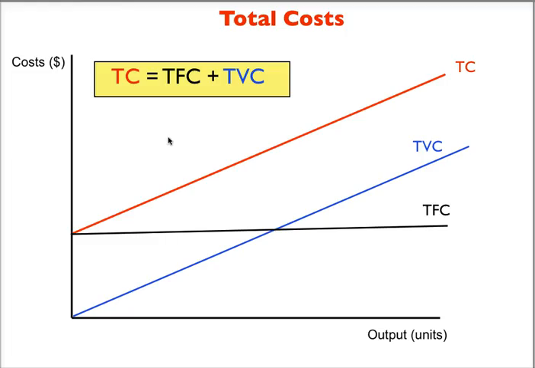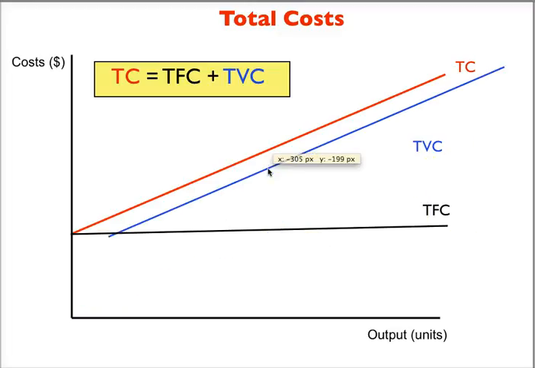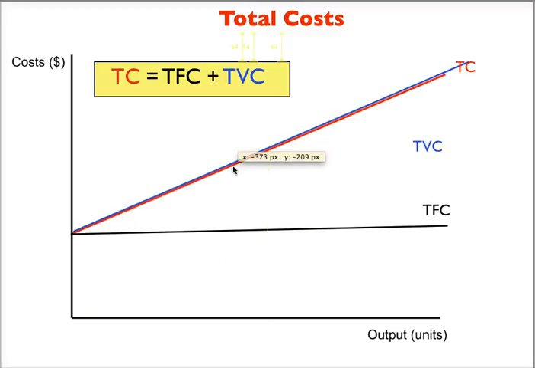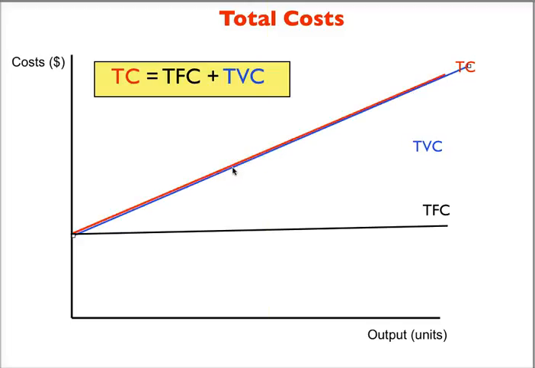To tie it all together, total cost is the combination of total fixed cost and total variable cost. As we can see here, total cost starts at the same value as total fixed cost. This is because total fixed cost is something that the business will have to pay regardless of level of output, so this is like the base at which total cost is built upon. So if you just add total variable cost on top of that, like this, you will get total cost.